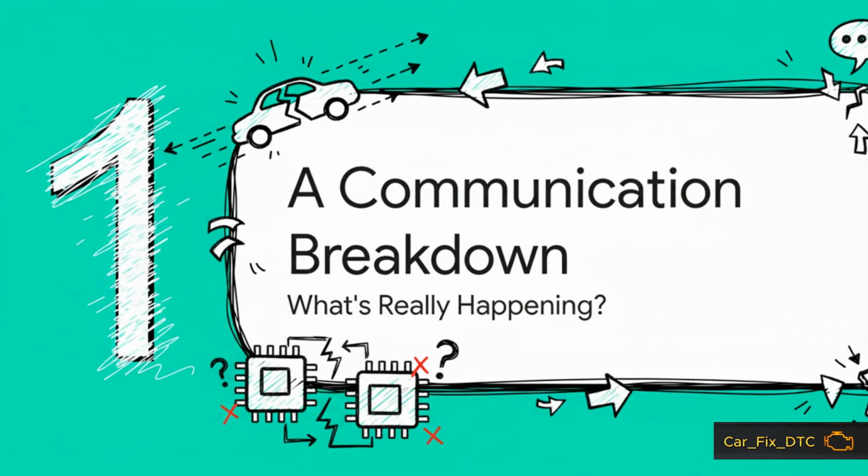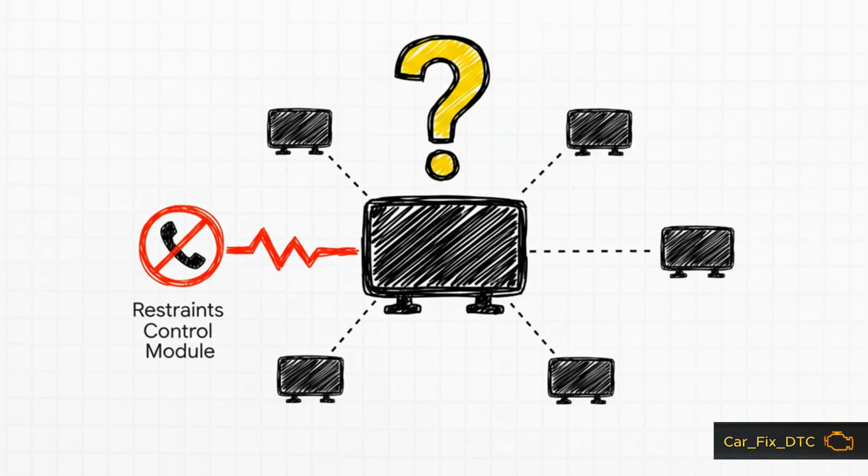Okay, so what does lost communication really truly mean inside your car's electronics? Let's use a super simple analogy to make sense of it. Think of it this way. All the computers in your car are on a big conference call, right? And the restraints control module is supposed to check in every few seconds, basically saying, hey, I'm here, airbags are good to go. But when that check-in just stops, the main computer starts to worry, and it throws up that warning light on your dash to let you know something's up.